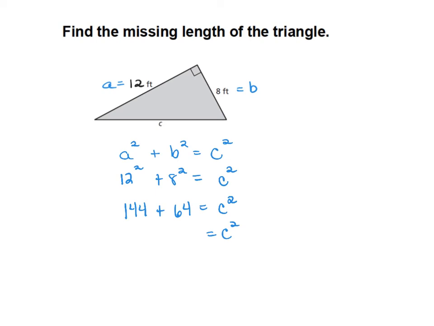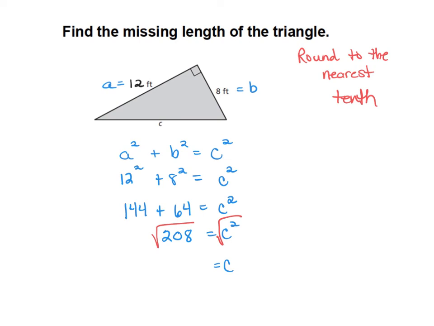C squared is equal to 208. So now we will square root both sides. And we get C is equal to, notice our answer is no longer a whole number. In cases like this, you will often see the directions tell you to round. And in this case, we are going to round to the nearest tenth. Remember, the tenths place means 1 decimal place.